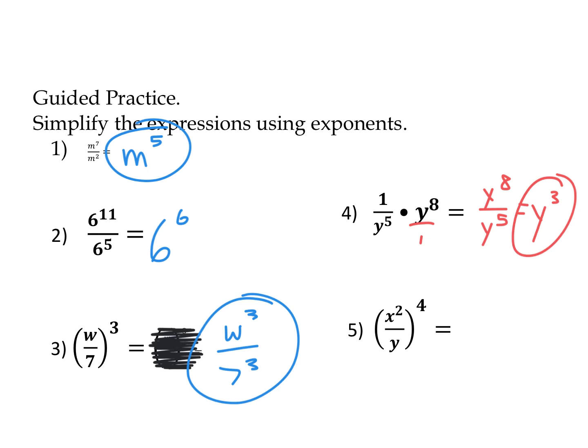That y to the 8th would be in the numerator over the y to the 5th. And now we have x squared over y all to the 4th power. So we have to recall here what to do when we have a power raised to another power. So we have x squared to the 4th power. So we multiply those powers together. That'd be x to the 8th over y to the 4th. Okay, so we still have to remember some of those other properties we've learned outside of the quotient. So a power to a power, multiply those powers together.